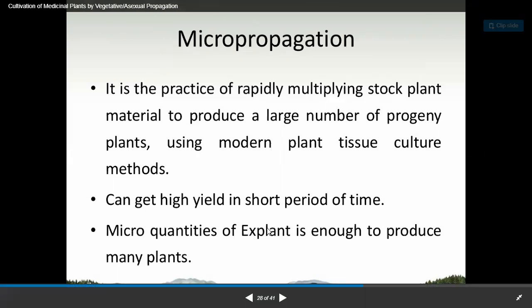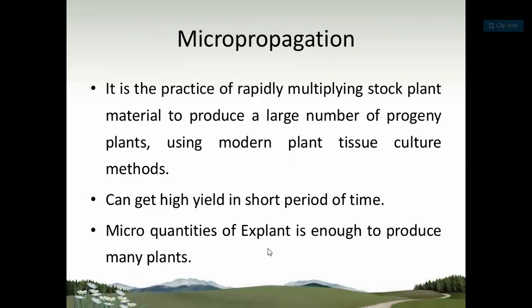Explant is nothing but a sample, a micro quantity. We need not take a big branch or big tree. It's not like that. Whichever plant part has the capability to generate a new plant, that micro quantity we are going to take, and that is enough to produce many plants. From one explant you can generate not only one plant; you can generate a number of plants.